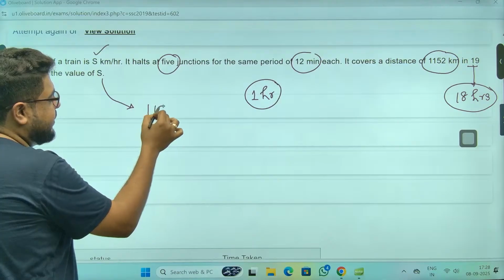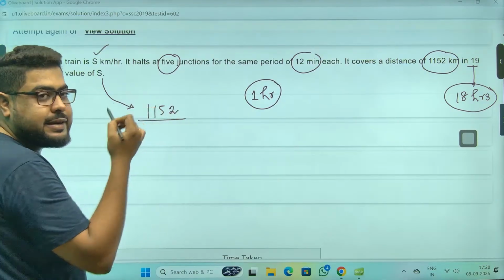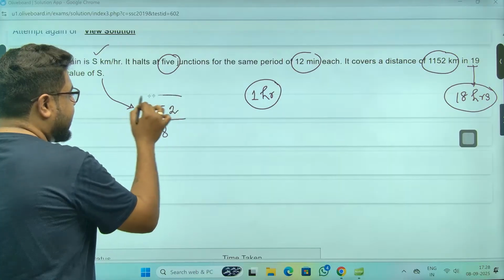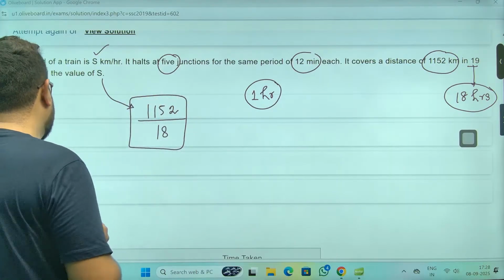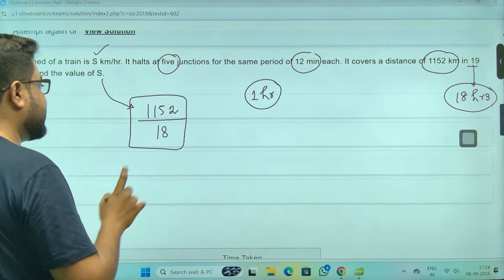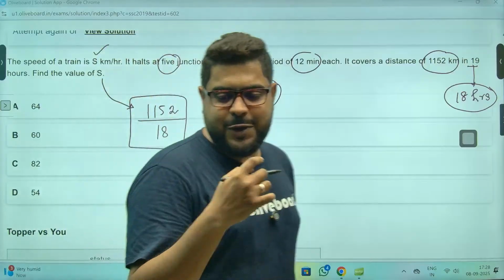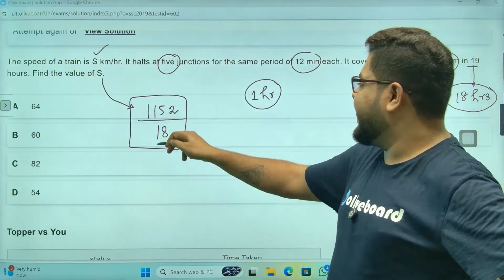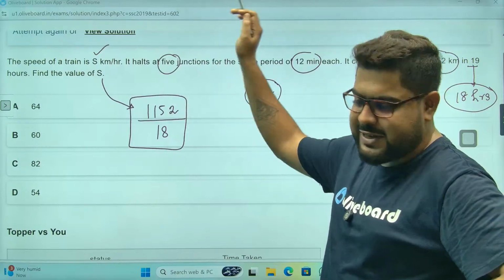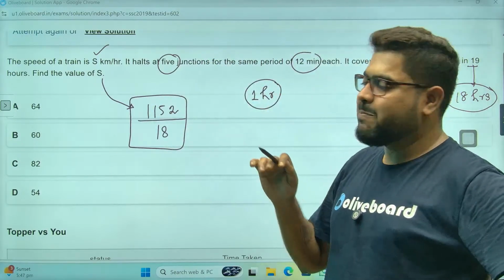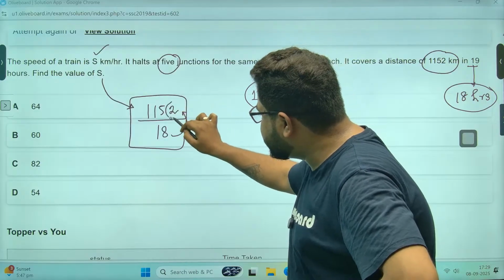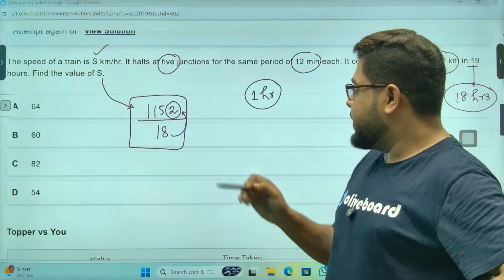So what is the value of S, meaning speed? 1152, distance by speed, time. Time is not 19 but 18. Calculate this. Now, please understand how we will do the calculation. You can do it normally, 18 8s are 144 and so on. Let me say one thing. 8 into how much gives you an ending digit 2?